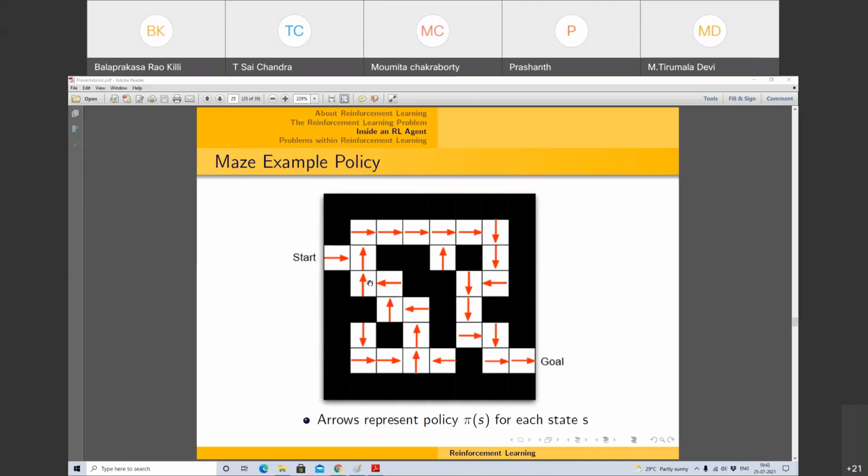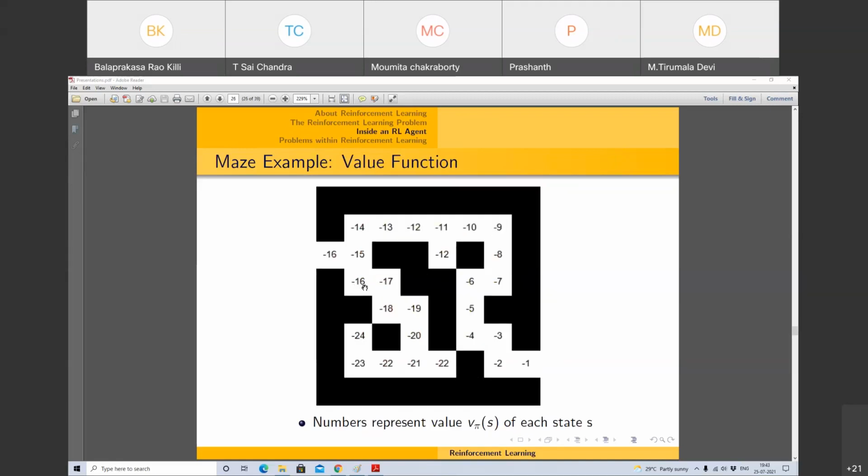So this is the policy. Now suppose you are here. You have two actions, move right or move up. Obviously it will pick the action of moving up. This way, these values indicate how many steps it is away from the goal. Basically, value function signifies the total expected cumulative reward it will get from this state onwards. From this state onwards, it will get a reward of minus 15.